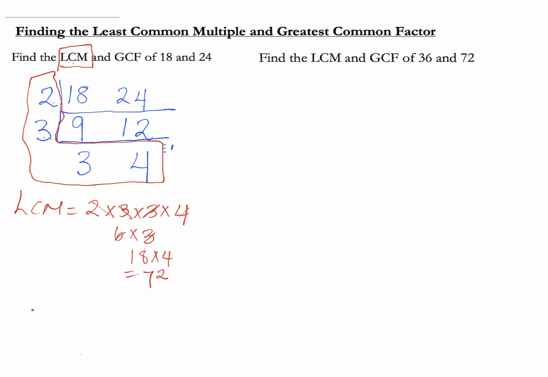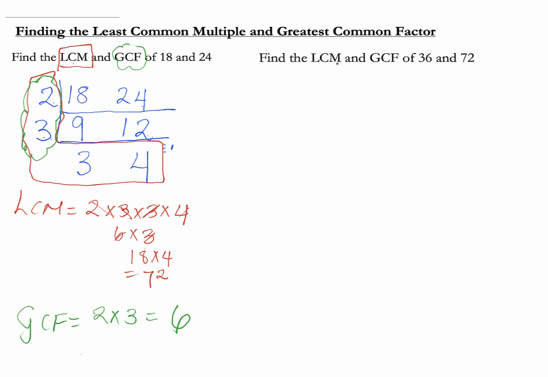Now we want the GCF, and we're using the same ladder method, so we don't have to divide this again. However, for the GCF, we're just taking what's on the outside right here. So your GCF is 2 times 3, which is 6. So we're looking for the greatest common factor. So we're looking for the greatest number that will divide 18 and 24 evenly, and that would be 6. And for the lowest common multiple, that would be 72.